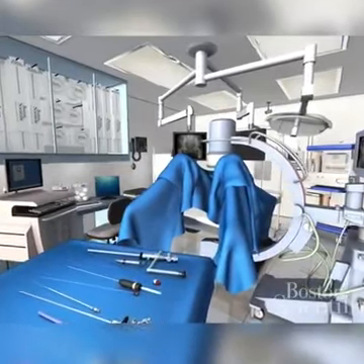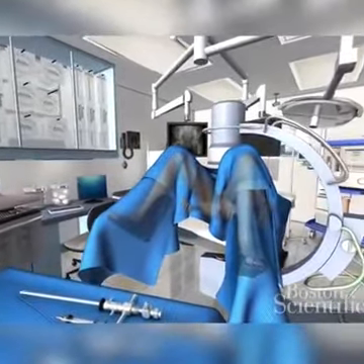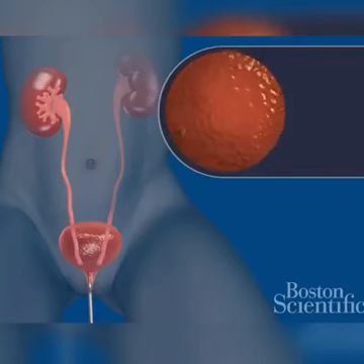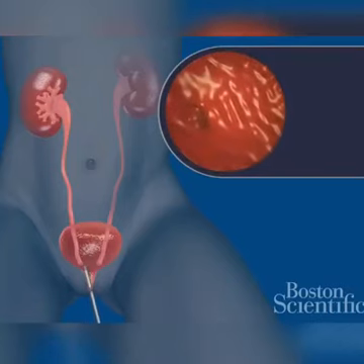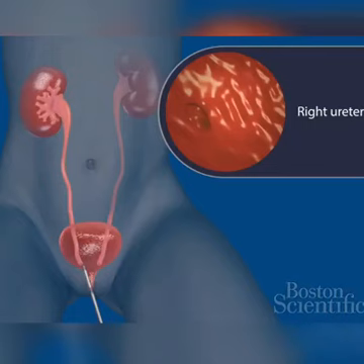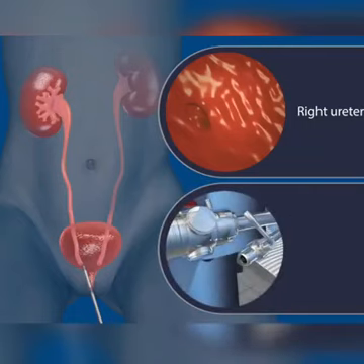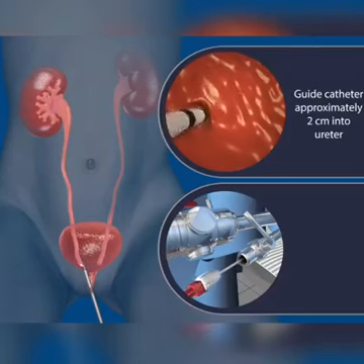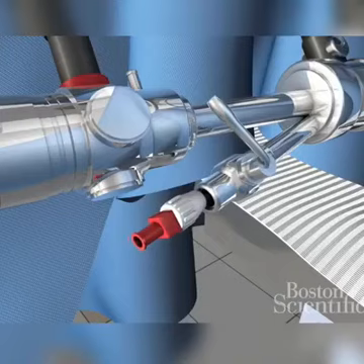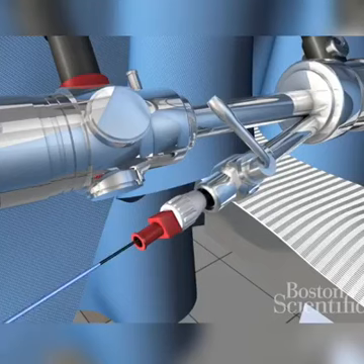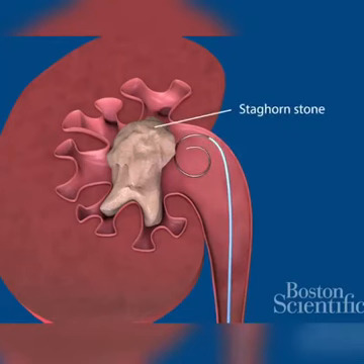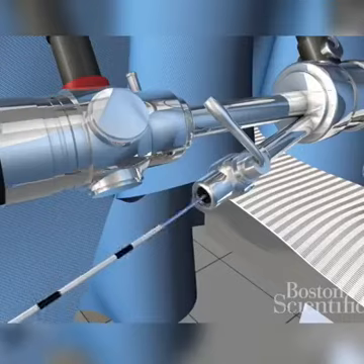This patient has a large stone in her kidney. Insert the cystoscope. Insert the catheter into the patient's ureter. Insert the guide wire through the catheter up to the kidney. Remove the catheter and cystoscope. The guide wire remains.